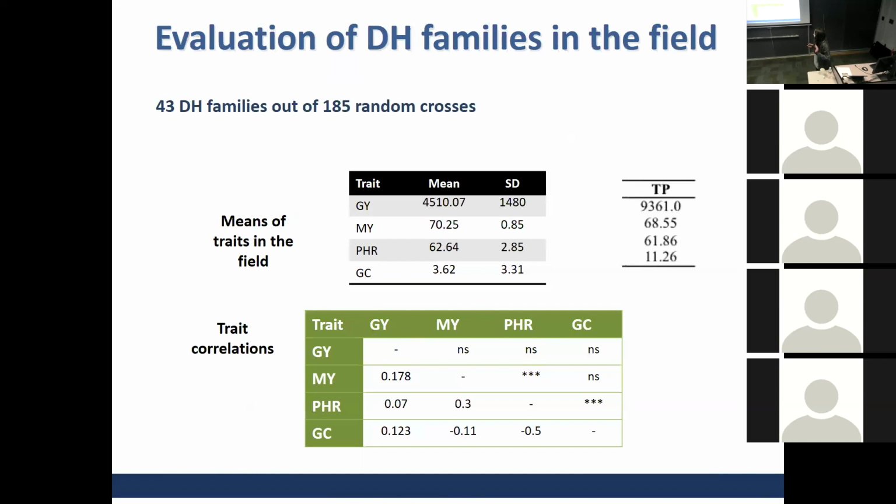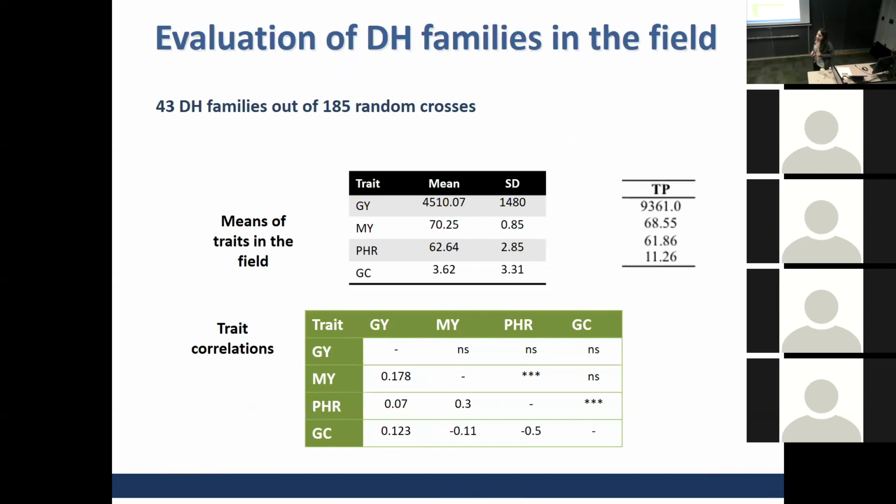So that was with the simulations, and this part is about the evaluation of double haploid line families in the field. Again, as I told you, we could only recover 43 double haploid families out of 185 F1C. So we didn't have the chance to choose which families to evaluate. We just sent everything, and everything was evaluated in Uruguay. And so we calculated the means for each family.